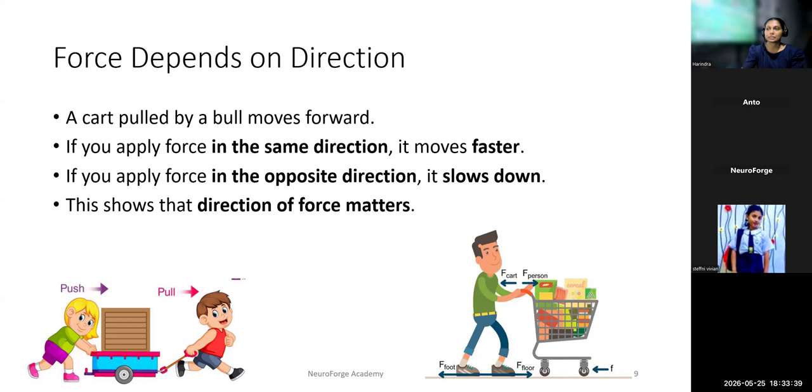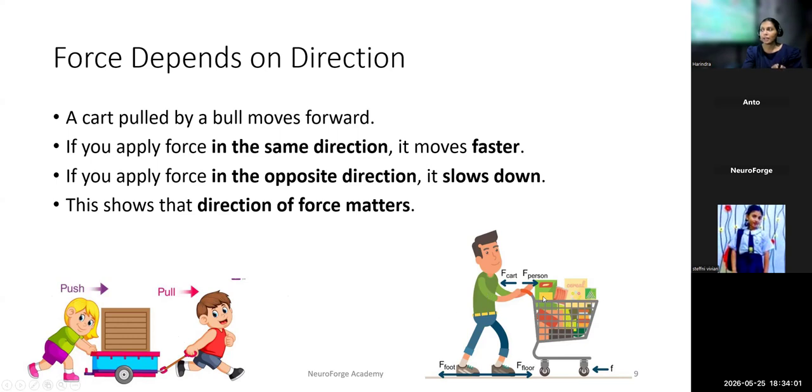Let's assume there is a trolley. This kid tries to pull it, and her friend is trying to push it. Which means both forces are applied in the same direction, so the object starts to speed up. What will happen if we apply the force in the opposite direction?